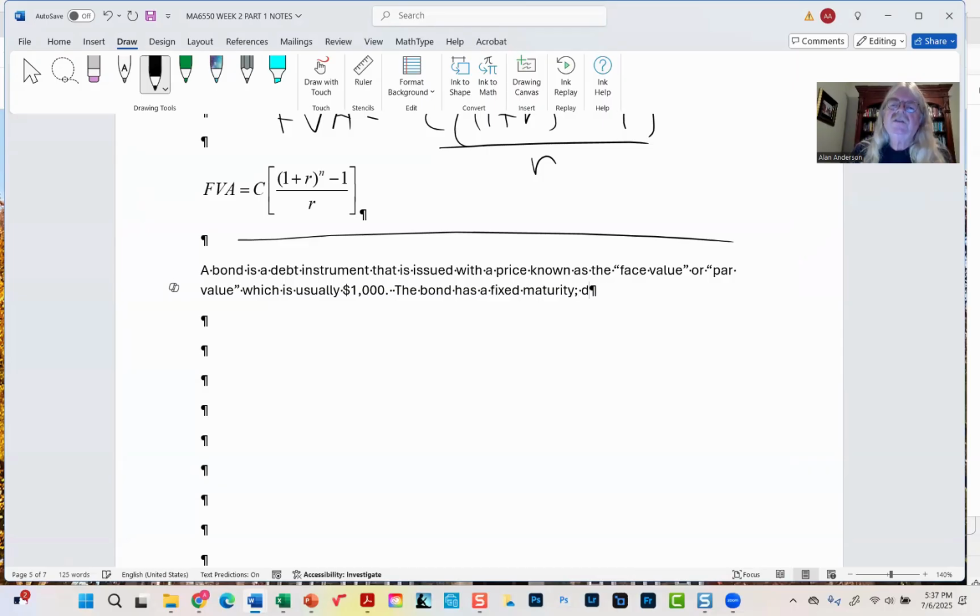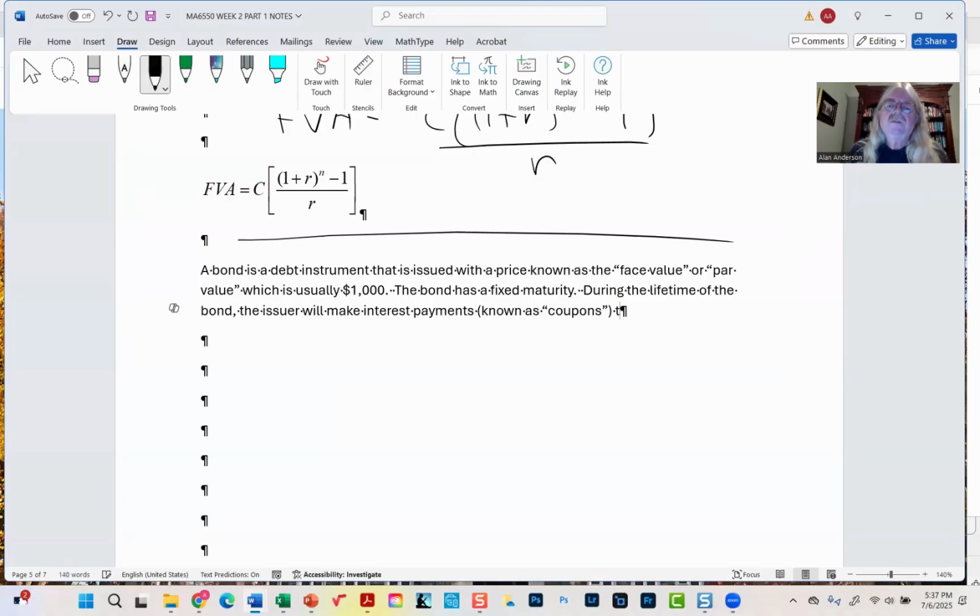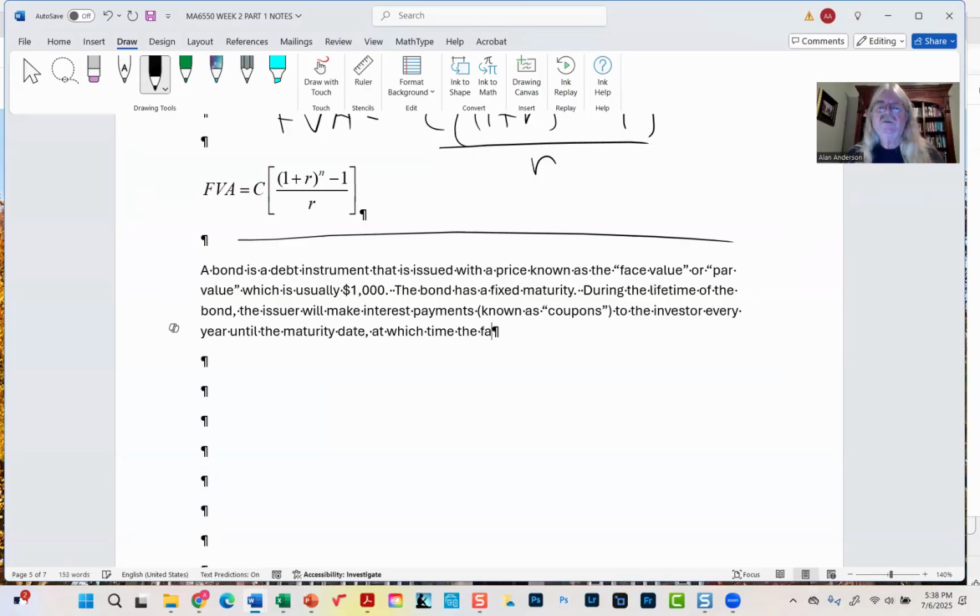And so during the lifetime of the bond, the issuer will make interest payments known as coupons for historical reasons to the investor every year until the maturity date, at which time the face value is repaid to the investor.